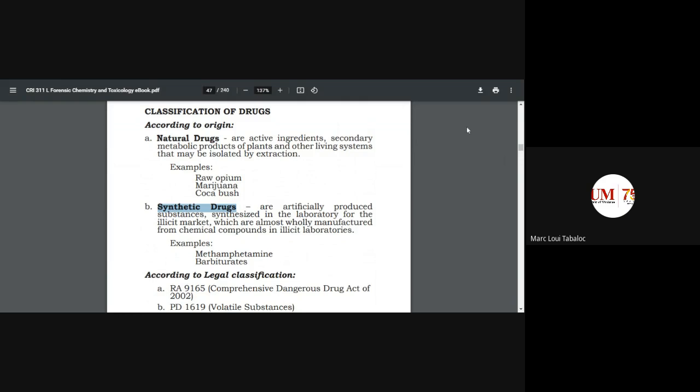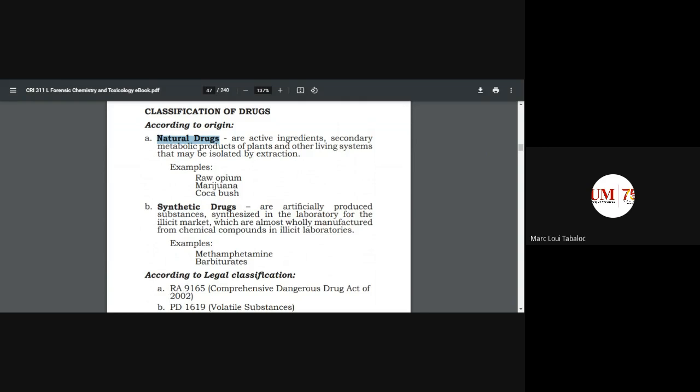So, when we say natural drugs, sinabi ko na yan, ito sila organic. Okay? Mga plant-based ito. These type of drugs are either mainly yung ginagamit talaga na mga natural herbs, or these natural drugs are ingredients of synthetic drugs. Whether those synthetic drugs are for purposes na controlled or yung purposes na uncontrolled or illegal. These are active ingredients, secondary metabolic products of plants and other living systems na pwede silang magamit for human consumption by means of extracting or separating them from the plant itself.